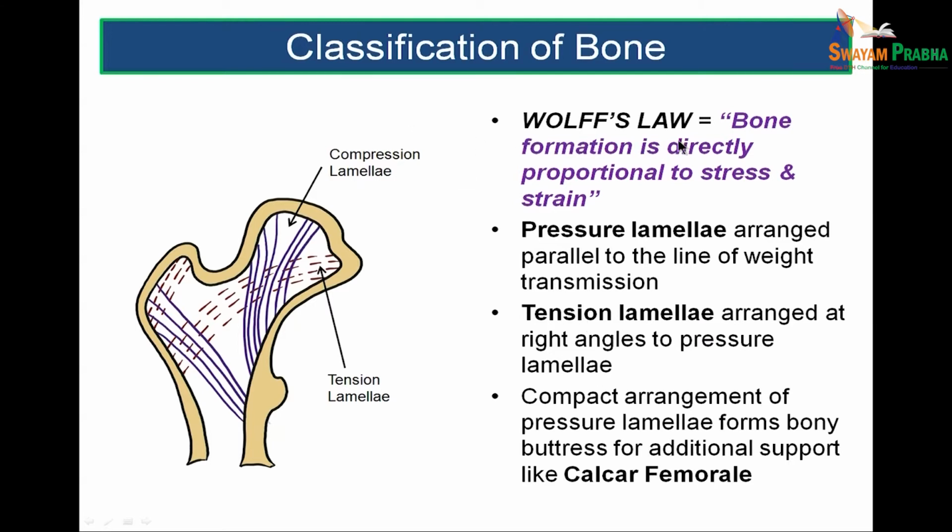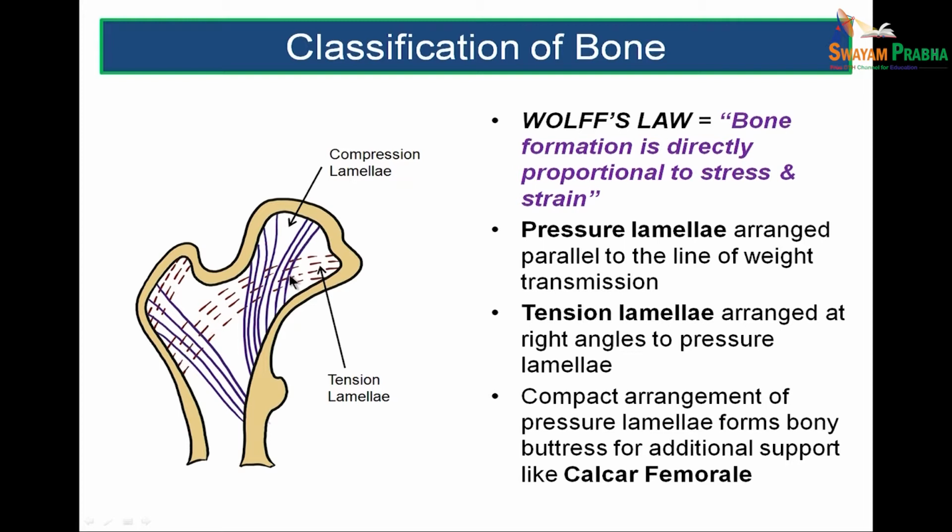There is a law in bones called Wolff's law, which talks about bone formation in response to stresses and strains. There are two types of lamellae, pressure lamellae and tension lamellae. Pressure lamellae are these lines that you see. These pressure lamellae are parallel to the line of weight transmission in a bone, whereas tension lamellae are arranged at right angles to the pressure lamellae.